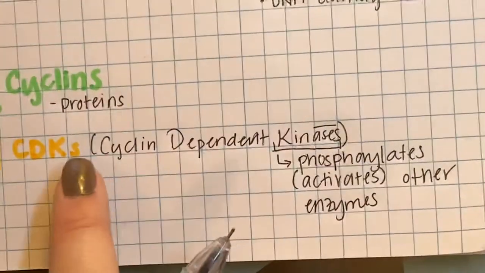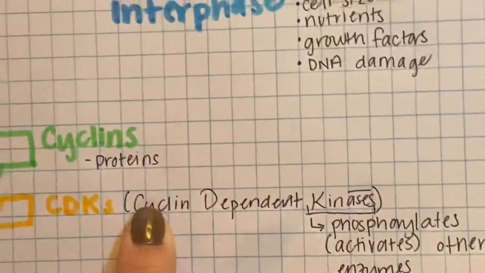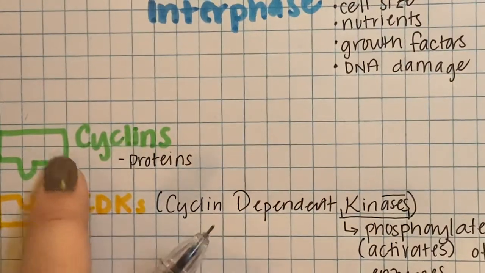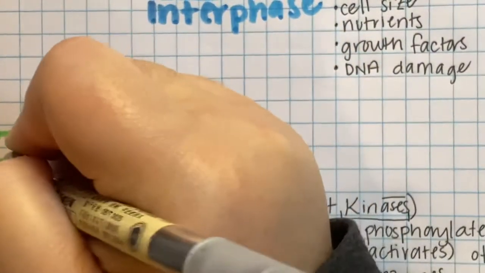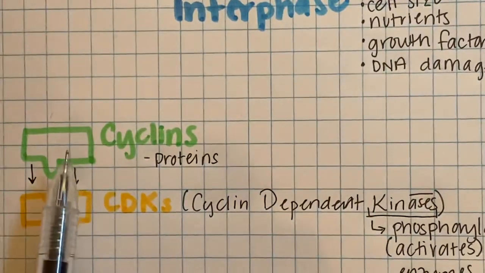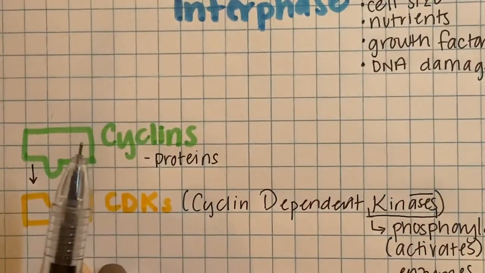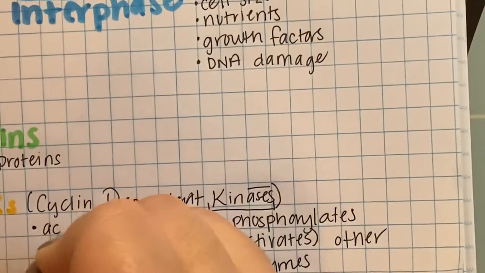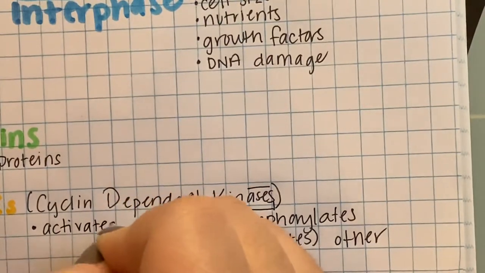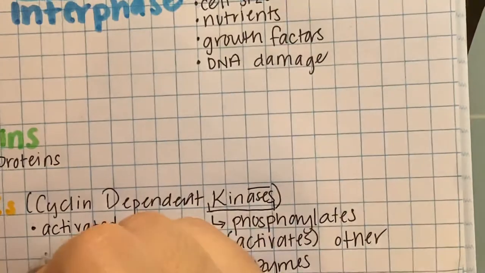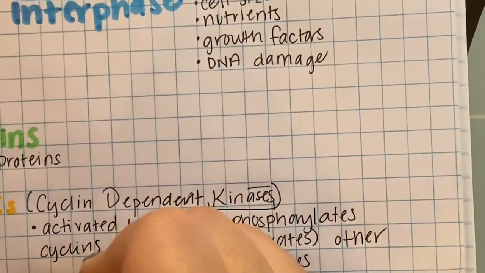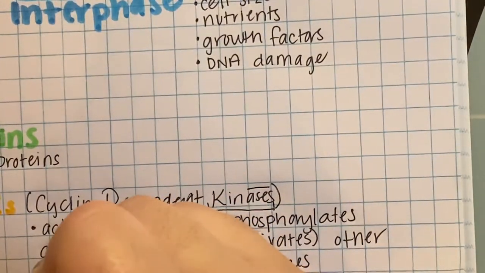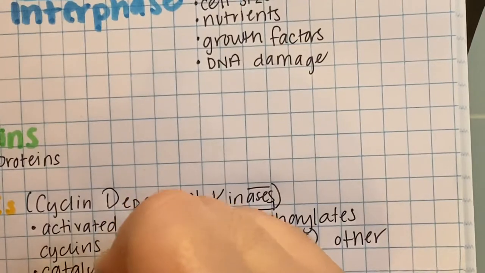You can see in the name it says it's dependent on the cyclin. That means this enzyme can only be activated in the presence of a cyclin. So these two need to bind. The active site will match the shape of this substrate. So let's add a couple notes. CDKs are activated by cyclin. And this seems counterintuitive, they also catalyze the breakdown of cyclin.